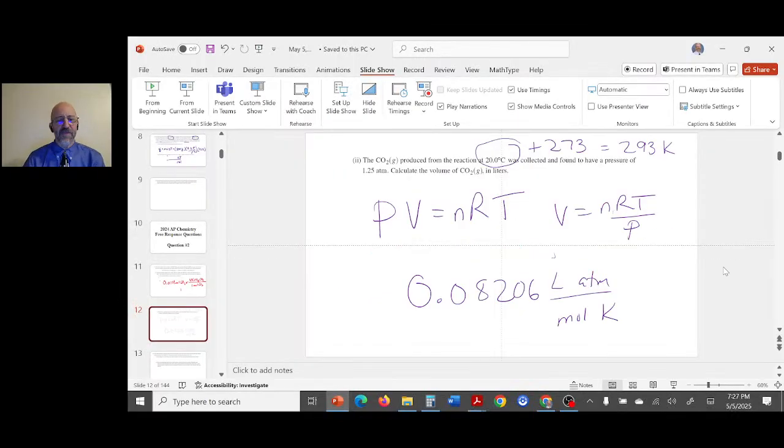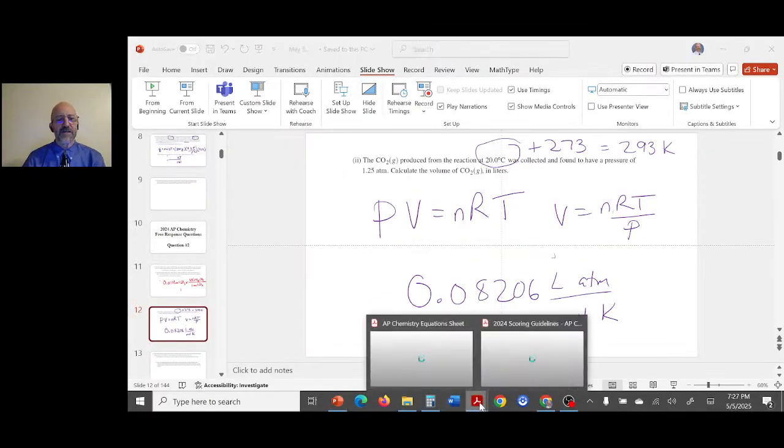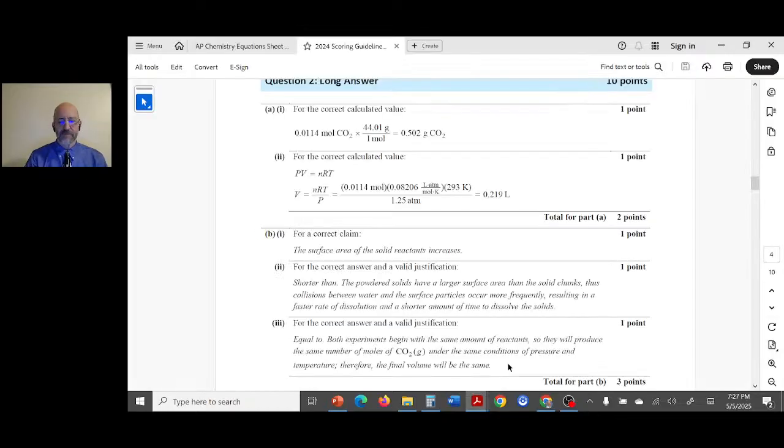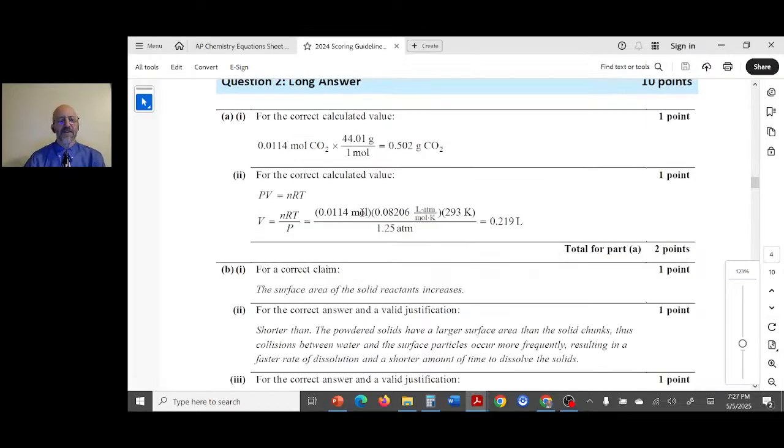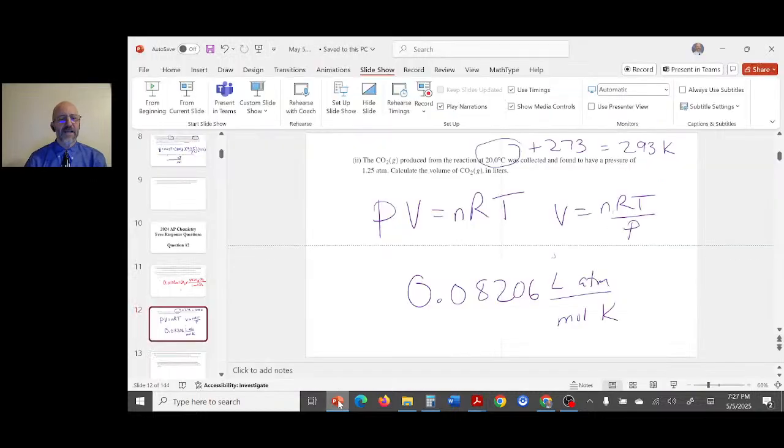So if I take a look at the scoring guidelines, there it is. There's the setup for V equals nRT over P. Okay, next part.